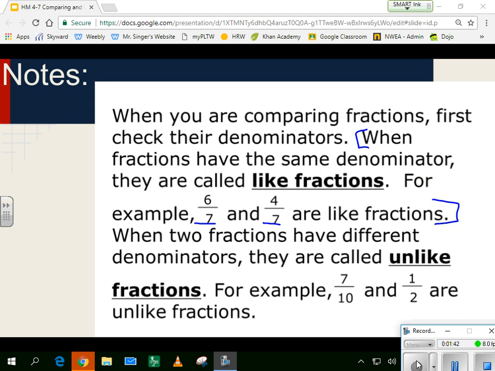Now, when fractions have different denominators, we call them unlike fractions. So an example here would be 7/10 and 1/2. The 10 and the 2 are not the same number, obviously. So they're called unlike fractions. That's good to know because that's two phrases I'm going to use as we move forward, like and unlike. Have this down before we move on.